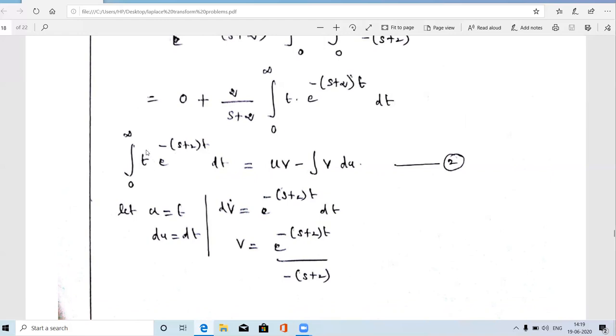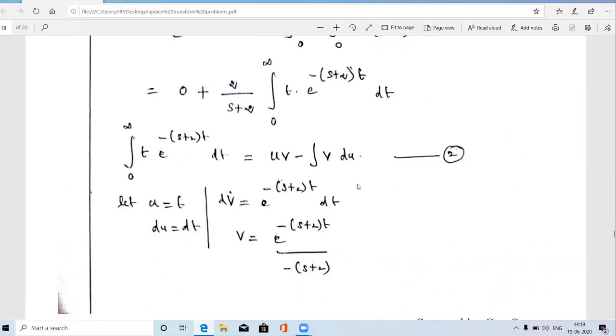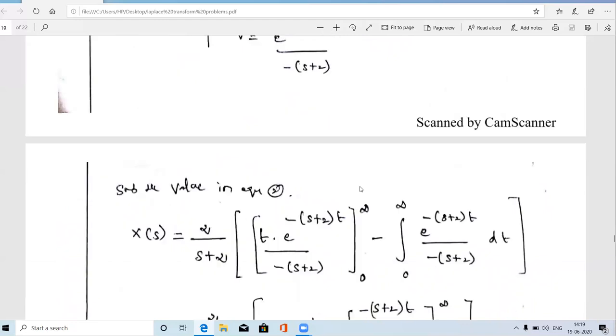In this, you take t as u and e power minus (s plus 2)t as dv. Again you calculate: if u is t, what is du by dt, and if dv is this, what is v? We have to integrate on both sides to get the answer. So what is the answer for this integration of u dv? It is equal to uv minus the integral of v du. So instead of this integration, we may substitute uv minus the integral of v du once again.